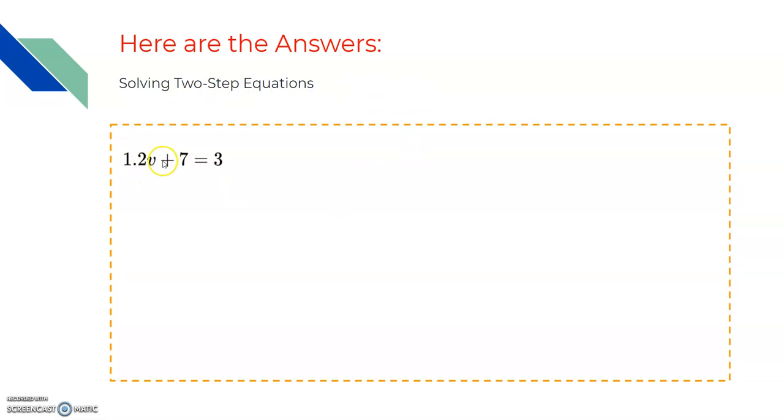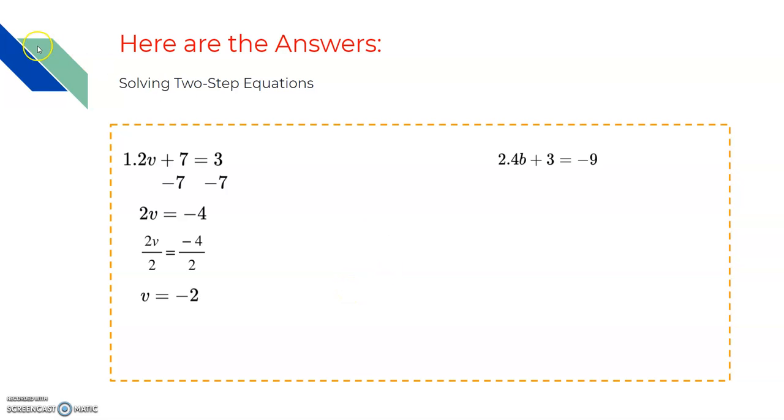We have 2v plus 7 equals 3 for the first question. This is not 1.2v, that's question 1, and this is just 2v. We're going to subtract 7 from both sides. We're left with 2v equals minus 4. And then we're going to divide both sides by 2, and we get v equals minus 2.